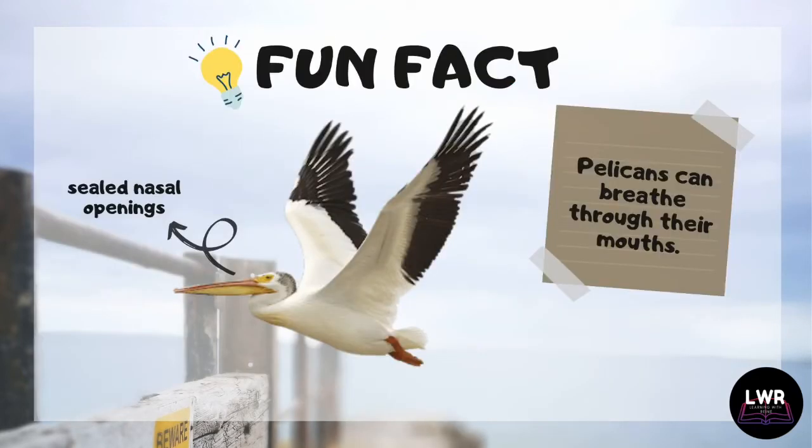Although pelicans have nasal openings, they are sealed off in all 8 species. That is why they breathe through their mouths. But their nostrils have another use because they house special glands which remove excess salt from the bloodstream. That is a big lifesaver, especially because they ingest seawater to survive.